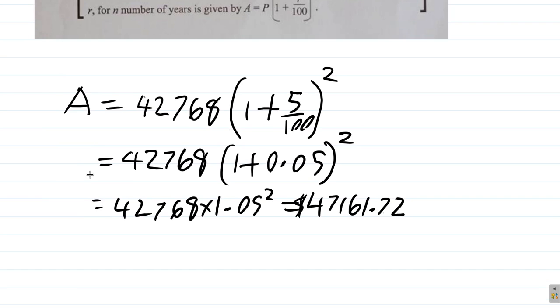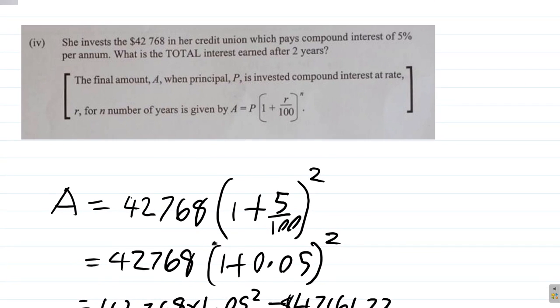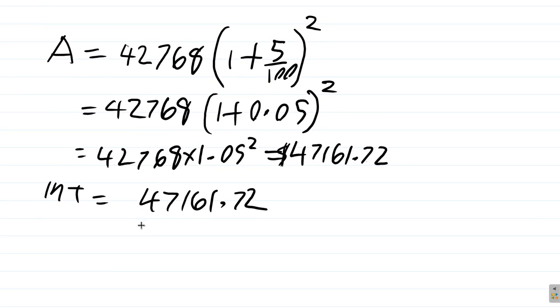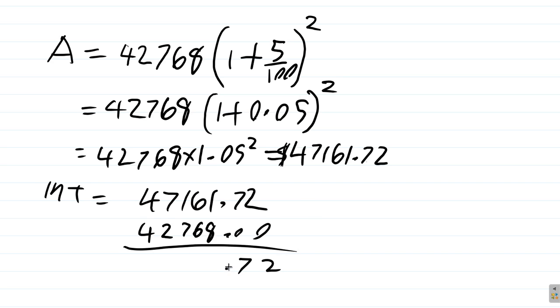Now, they ask for the interest earned, not the amount. So the interest would be 47,151.72 minus 42,768.00. If we subtract, 1 minus 8 we can't. Borrow 1 from 6 will be 5. This is 8, 9, 10, 11. 5 minus 6 we can't. Borrow 1 from 1 we get 0. This is 15. That's 9.